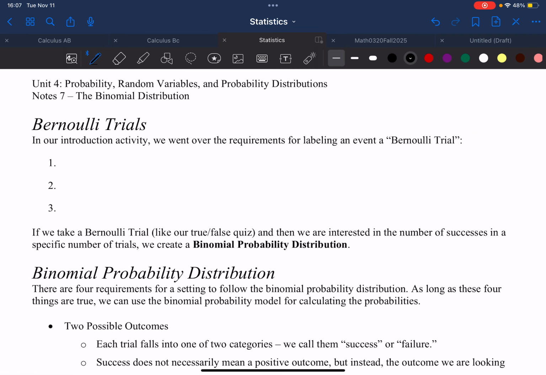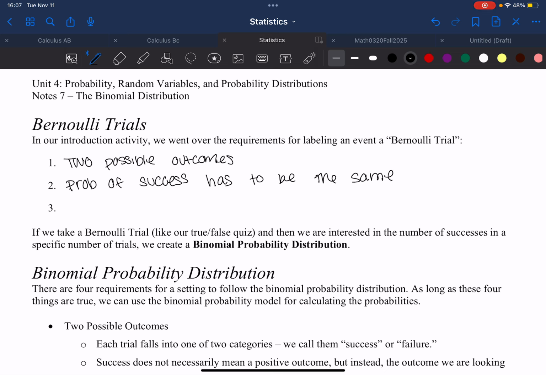Okay, note 7, the binomial distribution. So first we're going to talk about Bernoulli trials, and we talked about that a little bit in that pop quiz activity. The requirements for a Bernoulli trial are that we have to have two possible outcomes, the probability of success has to be the same, and the trials are independent.